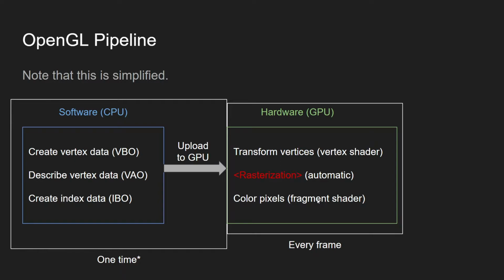Basically the Fragment Shader runs one time for every pixel, and the output of the Fragment Shader is the color of that pixel. Now I've separated these into two different boxes here. The CPU stuff happens one time, with a little asterisk. Obviously it's not going to be exactly one time.